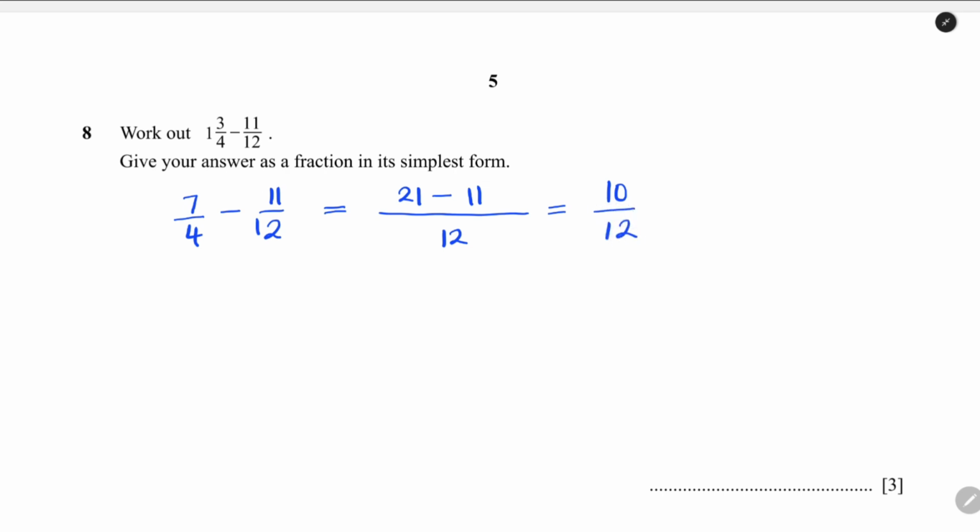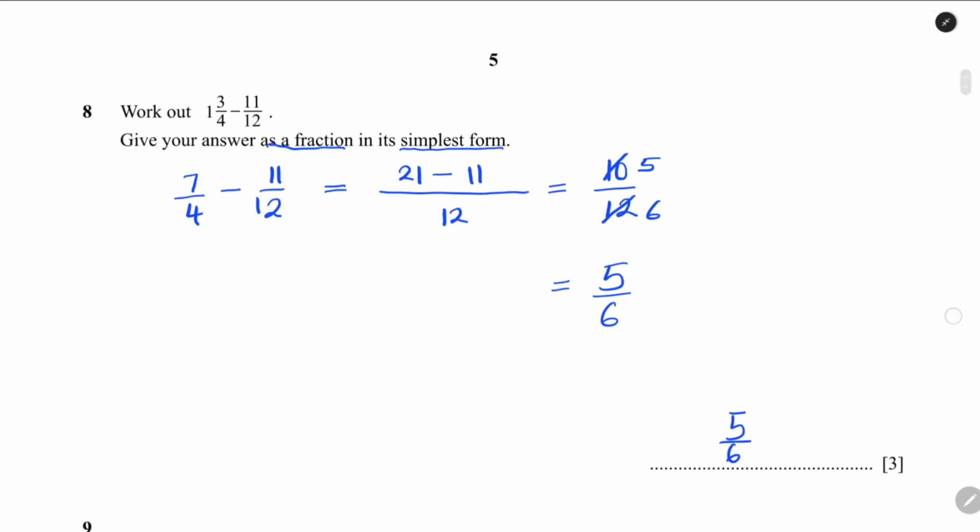Are we done? Not quite, because the question has asked us to give our answer in its simplest form. If we look at this fraction, we can still take it down to a lower one, and that is by dividing top and bottom by 2. So 2 here, 5. 2 here, 6. And this gives us 5 over 6. So our final answer for this fraction question is 5 over 6. Please don't be tempted to change this to a decimal. Remember, this is a non-calculator paper and you've been asked to leave your answer as a fraction.